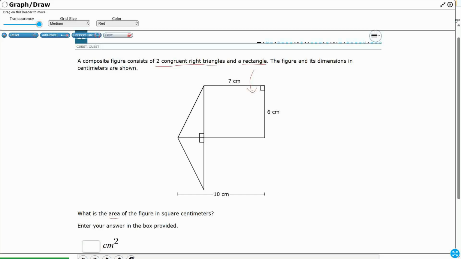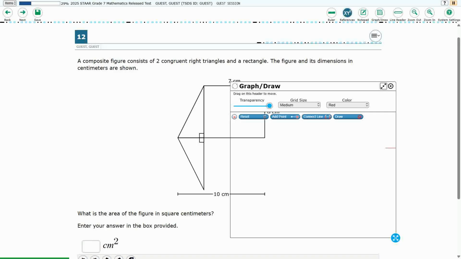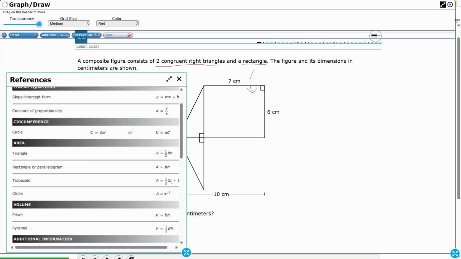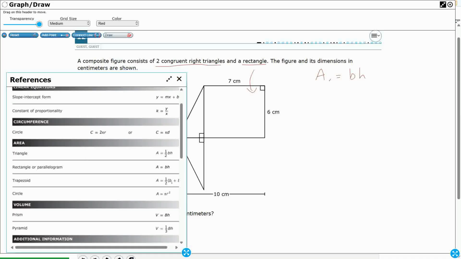And so let's start with the easy one. We're going to pull up our reference materials just to make sure we're doing everything right. We've got the area of a rectangular parallelogram, A equals BH. So we've been working on that since 3rd grade. So area of a rectangle equals BH, base times height. Doesn't really matter which one we call the base, which one the height. We're just going to multiply 7 times 6. We're going to get 42 square centimeters. So that's that. I'm going to keep a list over here of our totals. We're going to need to add them. We need to find the two triangles.